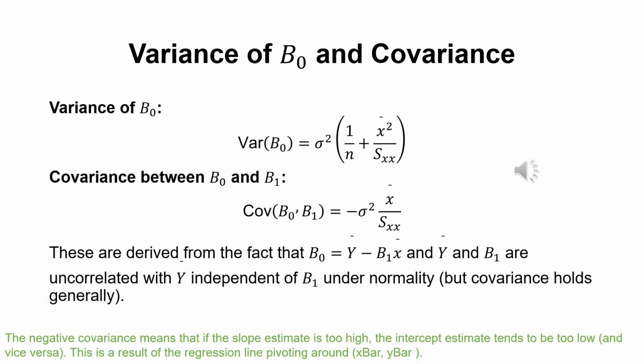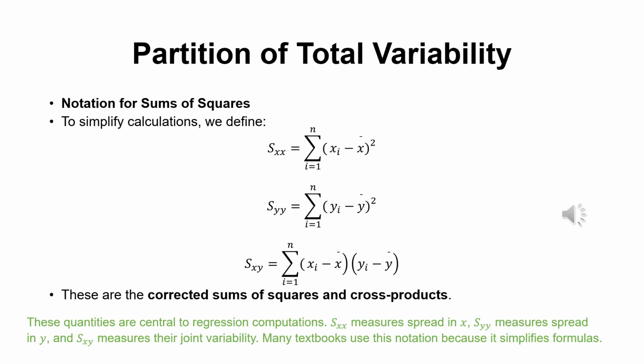The variance of b_0 is sigma squared times 1 over n plus x bar squared over S_xx. The covariance between b_0 and b_1 is negative sigma squared times x bar over S_xx. These come from b_0 equals y bar minus b_1 times x bar. Y bar and b_1 are uncorrelated, and under normality they are independent, but the covariance formula holds generally. These quantities are central to regression computations.